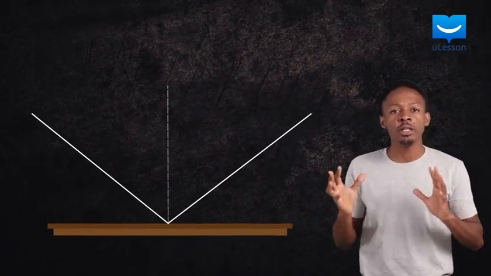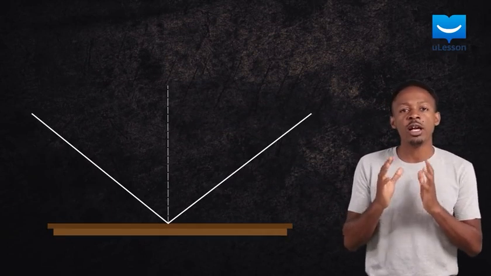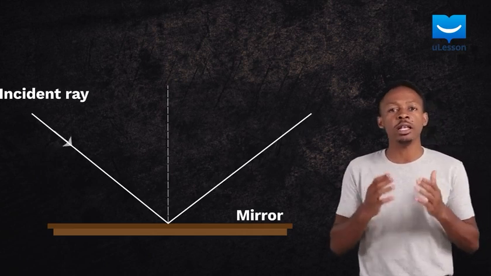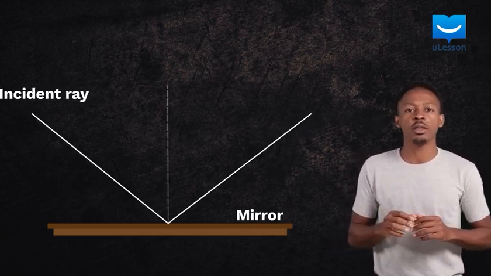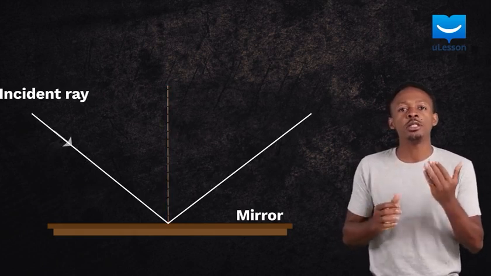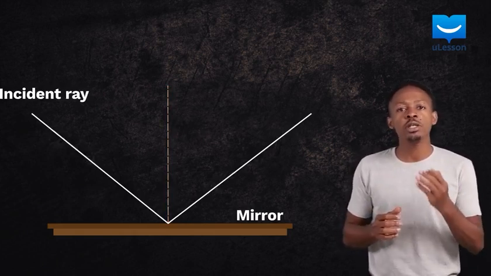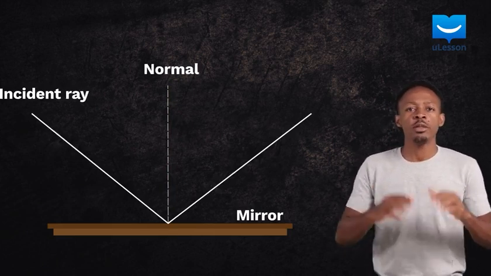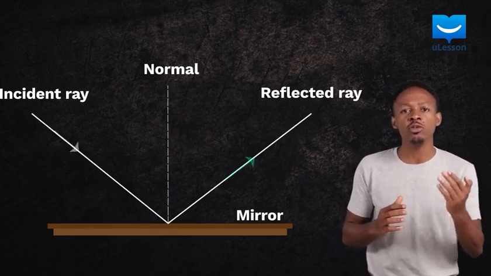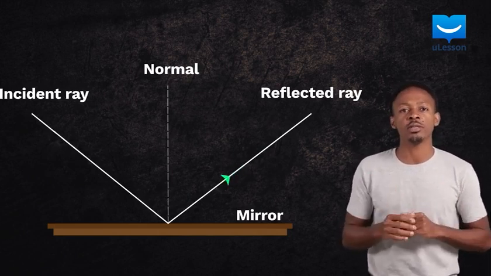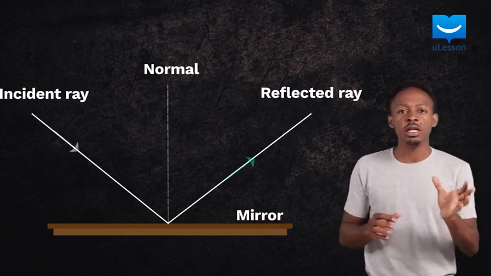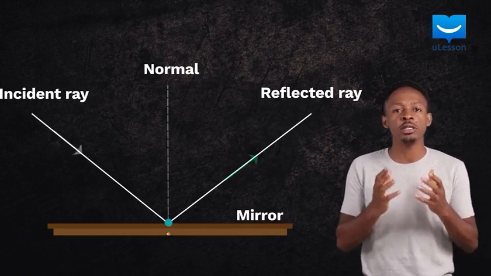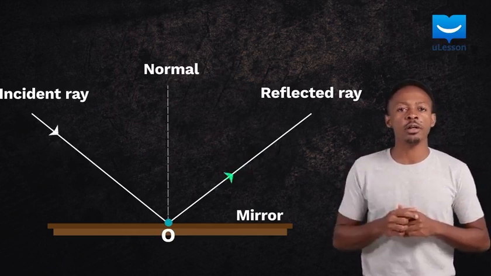The diagram on our screen represents a ray of light reflecting on a plane mirror. The incident ray is the direction in which the light falls on the reflecting surface. The dashed line is a line perpendicular to the reflecting plane at the point where the incident ray meets the mirror, and this line is called the normal. The reflected ray is the direction the light moves after leaving the reflecting surface. All these lines, incident ray, reflected ray, and the normal, meet at a point known as the point of incidence, labeled O in our diagram.